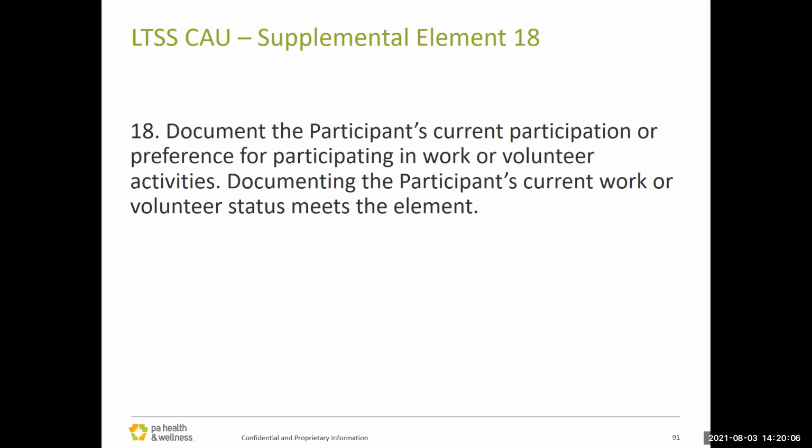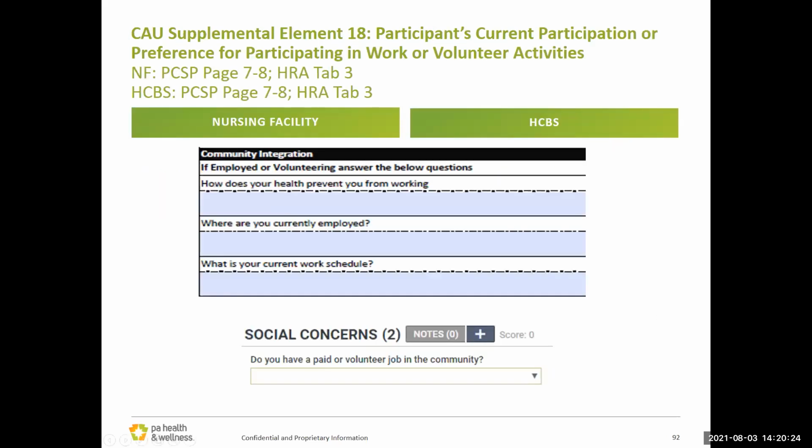Supplemental element 18, you're going to document the participant's current participation regarding volunteer or work activities. If they are not participating in either of those, you can document that they're not. And then that would also suffice for this element. So you can document that in the PCSP for both nursing facility and HCBS, as well as the HRA under social concerns.